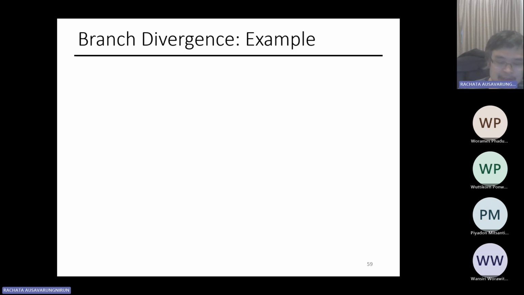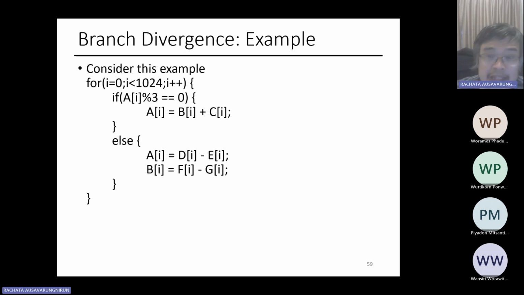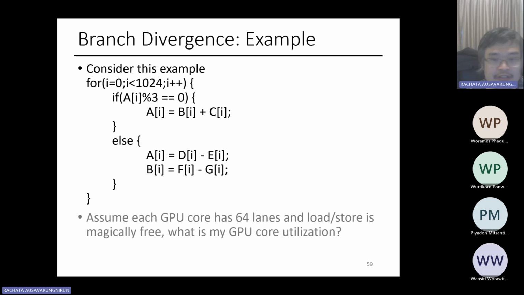Yeah, actually that's okay. So let's say if whatever element of A is divisible by 3, it would do the if, otherwise do the else. And as you can see here, the if takes 1 line, the else takes 2 lines, right?